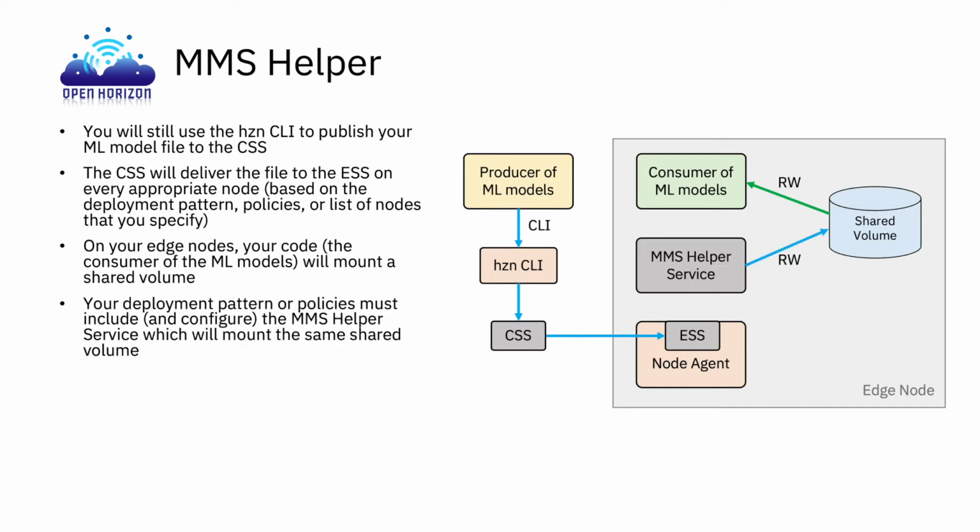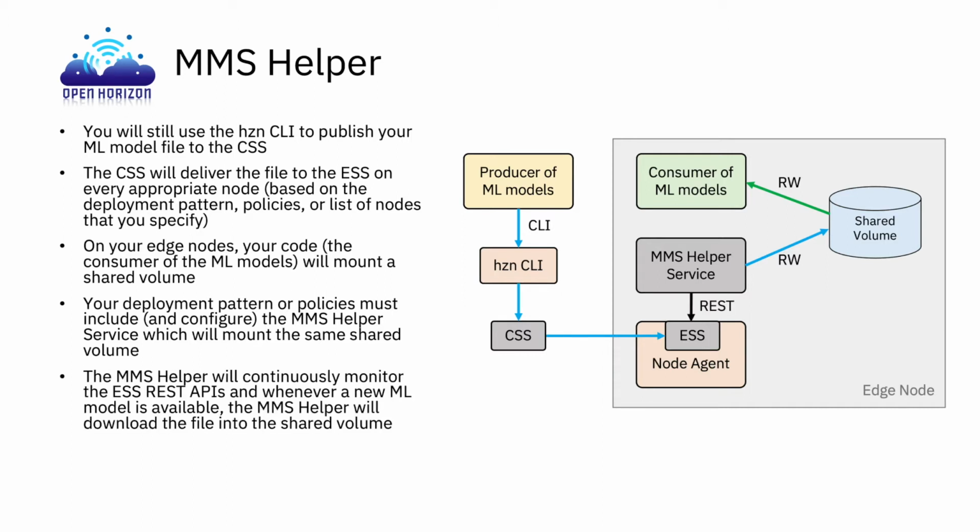And your deployment pattern or policy must include and configure my new MMS helper service, which will mount the same shared volume. Then the MMS helper will continuously monitor the ESS REST APIs, and whenever a new ML model file is available, the MMS helper will download the file, but it will put it into the shared volume. That means that your code simply needs to watch for files to appear in the shared volume and act accordingly. So there's no need for your code to interact with any REST APIs. It just looks at the shared volume.